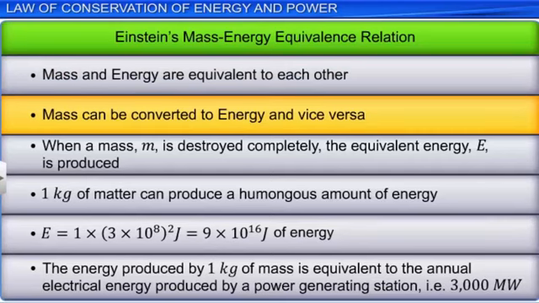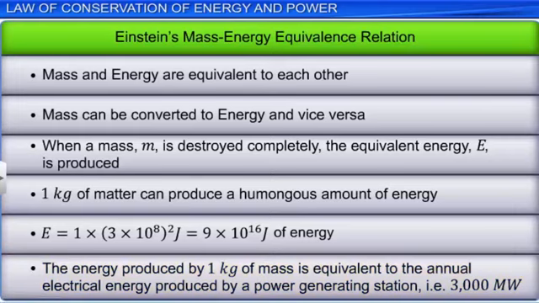When a mass m is destroyed completely, the equivalent energy E is produced. Thus, according to Einstein's mass-energy equivalence equation, 1 kilogram of matter can produce a humongous amount of energy, which is E is equal to 1 × (3 × 10⁸)² joules, equal to 9 × 10¹⁶ joules of energy. The energy produced by 1 kilogram of mass is equivalent to the annual electrical energy produced by a power generating station, that is, 3000 megawatts.